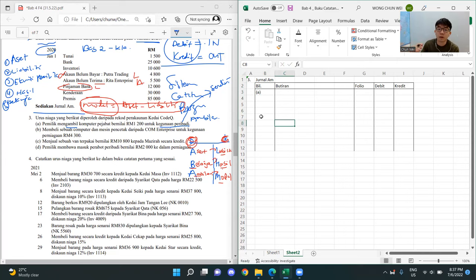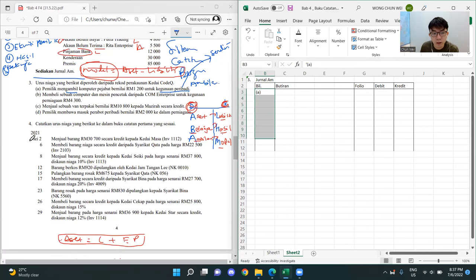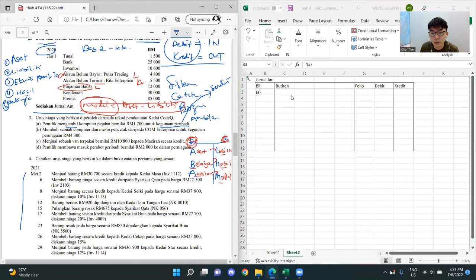So jurnal am can either be tarikh here. If it's tarikh, then you put the date here. But in this question, no date. This is a contoh for tarikh. So for this one, it's A, B, C, D. Then you can put something like bilangan, then A. So A, you ambil barang.